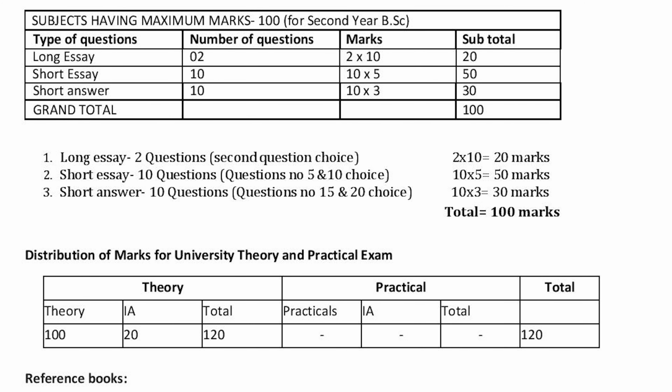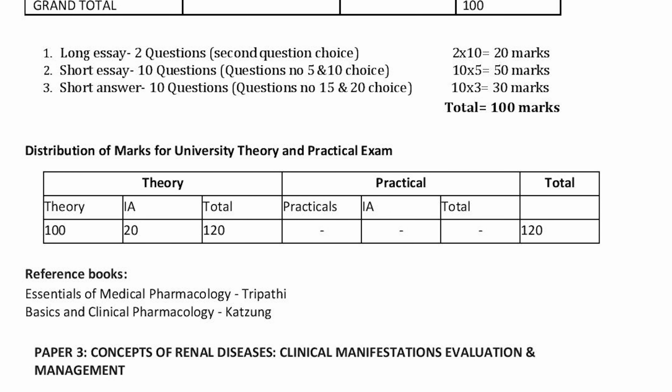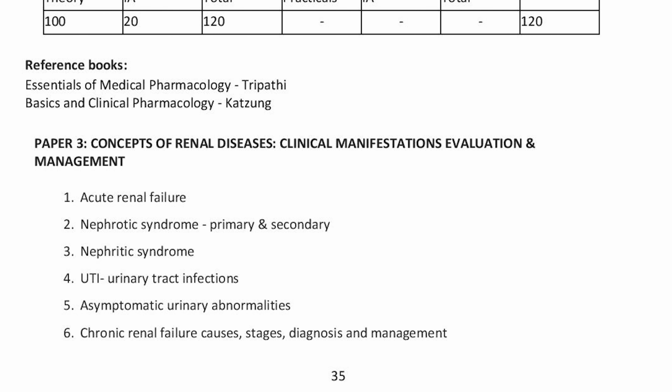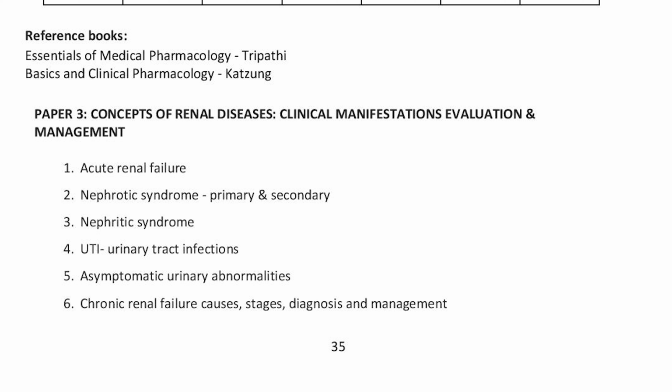Paper 3 is Concepts of Renal Diseases, Clinical Manifestations Evaluation and Management and has 14 topics. 1. Acute renal failure. 2. Nephrotic syndrome, primary and secondary. 3. Nephritic syndrome. 4. UTI, urinary tract infections. 5. Asymptomatic urinary abnormalities. 6. Chronic renal failure causes, stages, diagnosis and management.